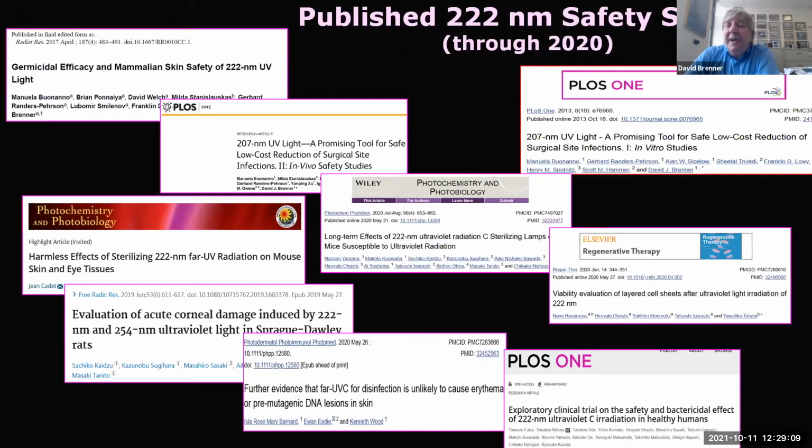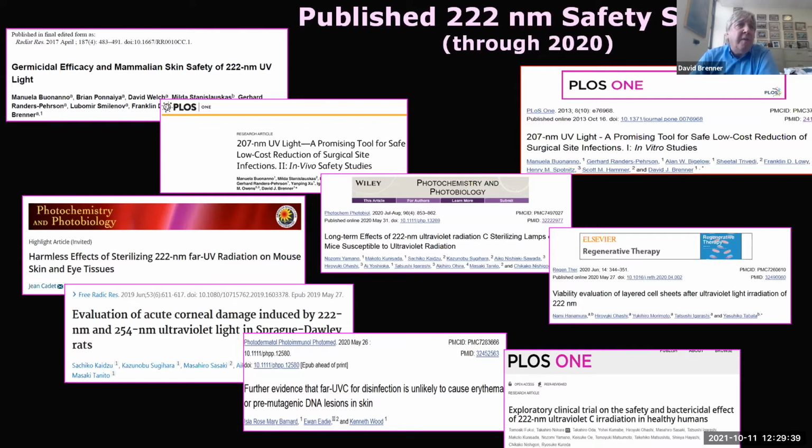In terms of the safety studies that have been going on around the world in the last couple of years, well, this is a slide I made through 2020. So I haven't included any 2021 figures because I ran out of space. But what you can see is there's a variety of safety studies from a variety of different groups, both in this country, mostly in this country, Europe, and Japan.